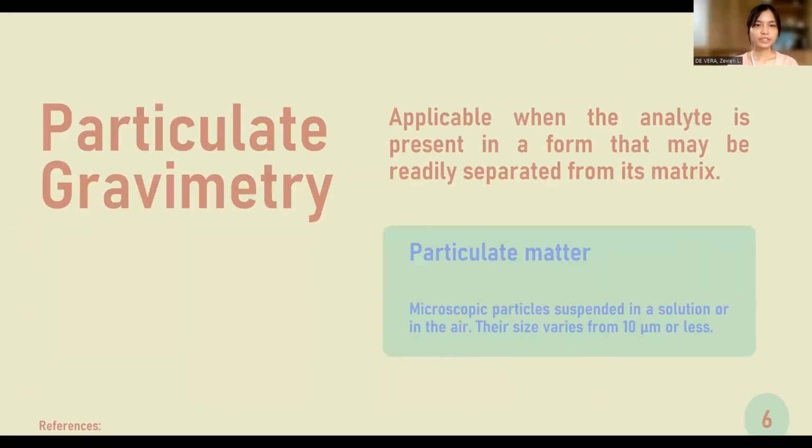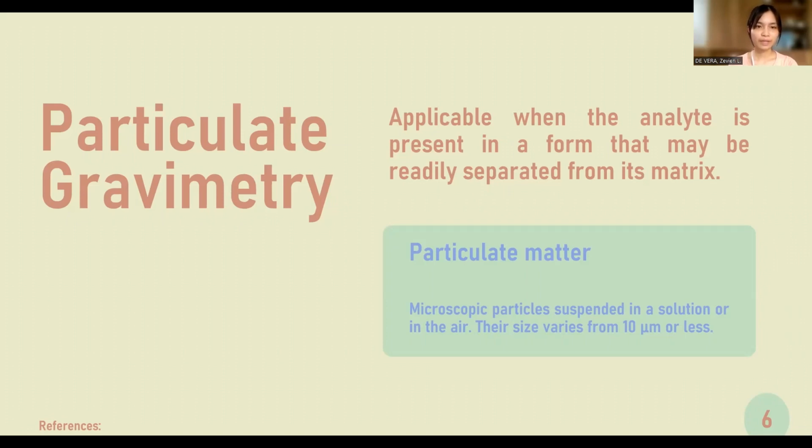In the previous lectures, we saw that different types of gravimetry require the conversion of the analyte from one form to another that is easier to weigh. But what if the analyte can readily be separated from the matrix? Particulate gravimetry refers to the separation and quantification of an analyte readily available for separation.